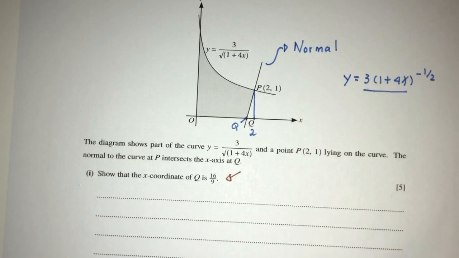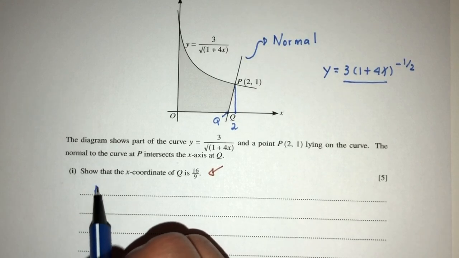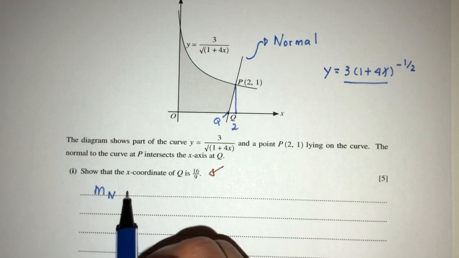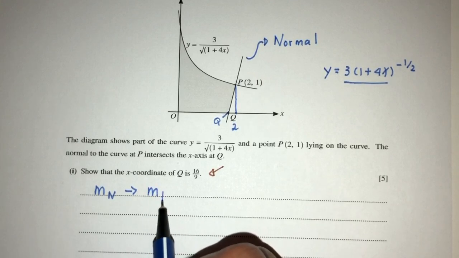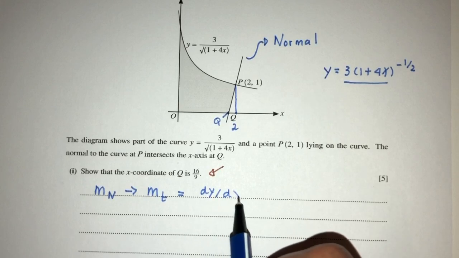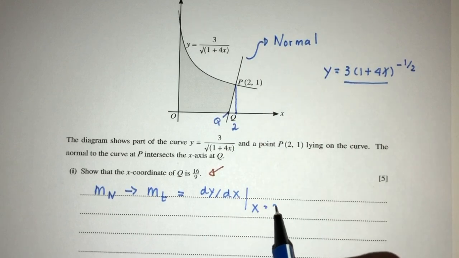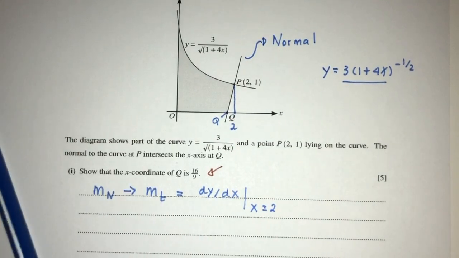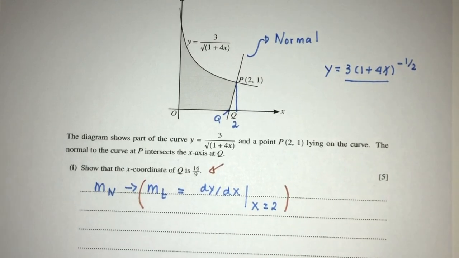Now, to find the equation of a straight line, what do we need? We need the gradient of that line. So first, let's find the gradient of the normal. To find the gradient of the normal, we must have the gradient of the tangent. This is simply equal to dy/dx at x equal to 2, the passing point. That's the concept we have to use to find the gradient of the normal.